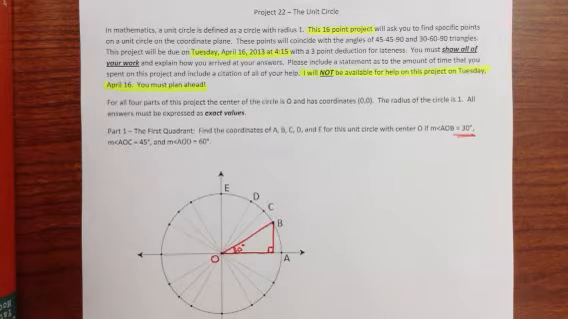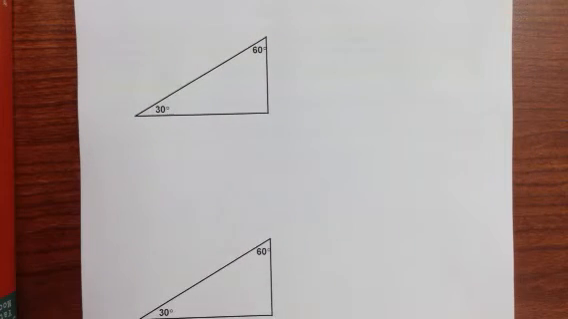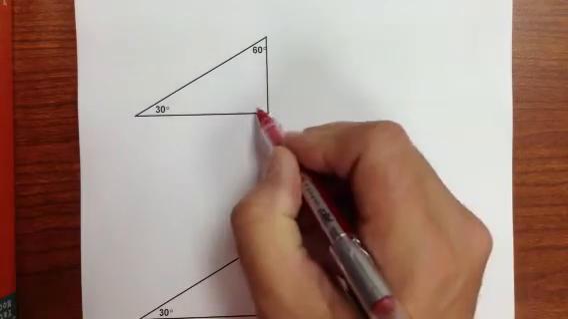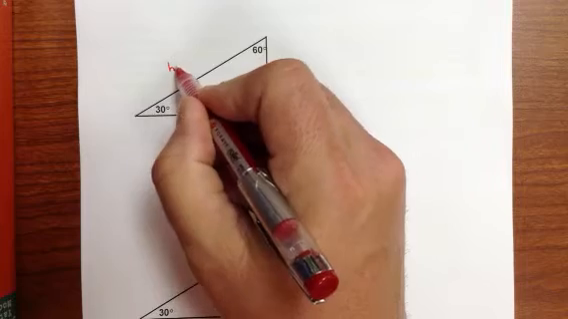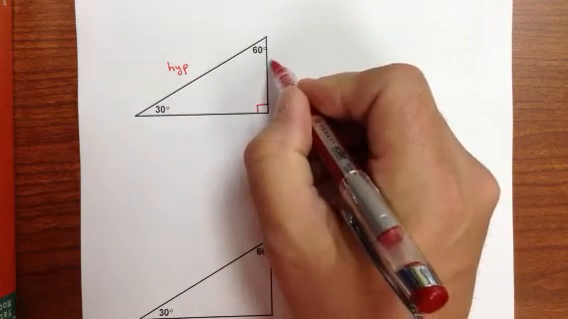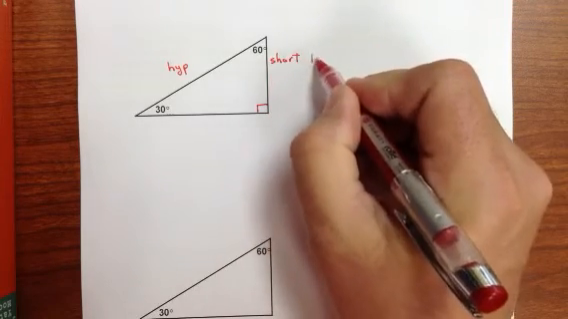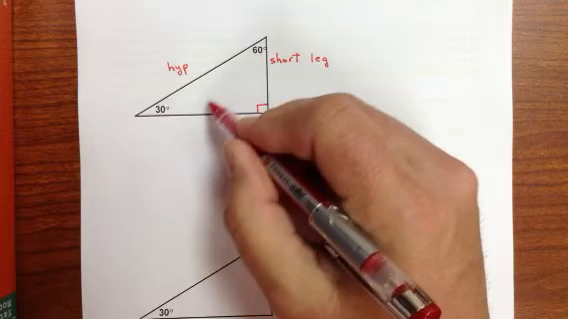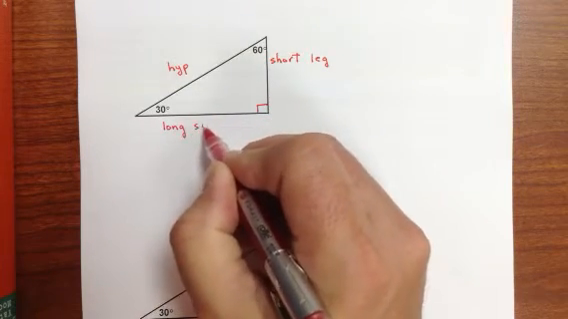So let's review our 30, 60, 90s and 45, 45, 90s. So for 30, 60, 90 triangles, remember the hypotenuse is always opposite the right angle. We're going to call the side opposite the 30 degrees the short side or short leg. The side opposite the 60 is the long side or long leg.